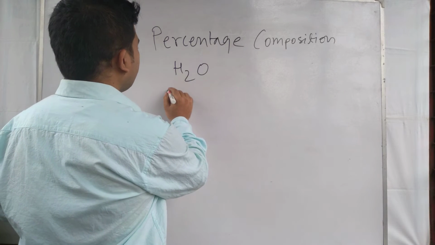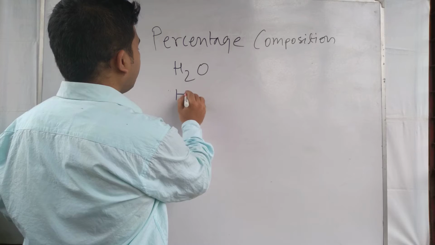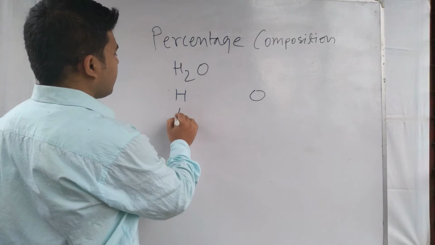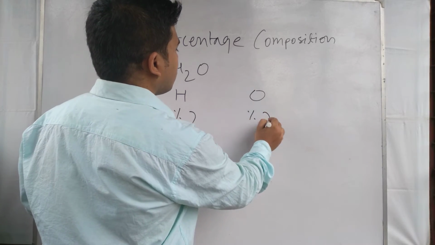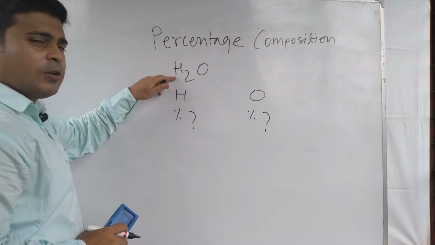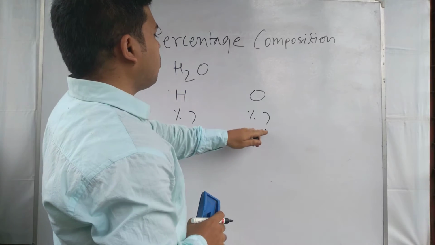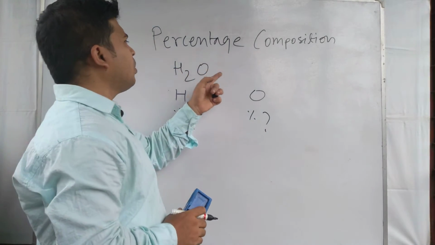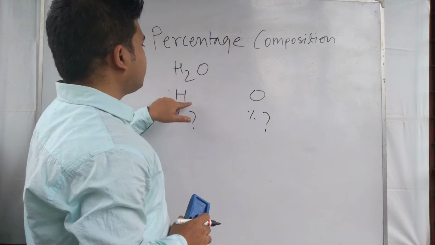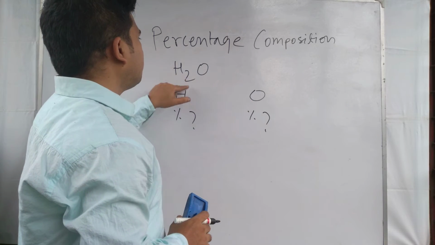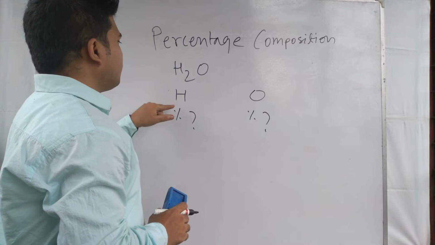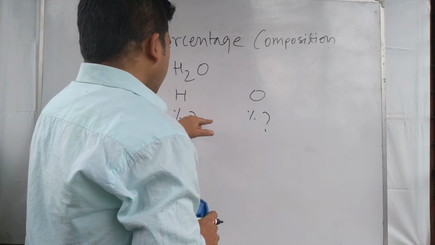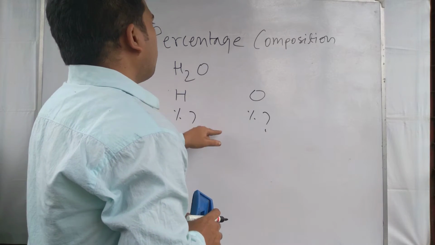two elements are present. One element is hydrogen, another element is oxygen. So now the question is, how much percentage of hydrogen is present in water and how much percentage of oxygen is present in water. This is called percentage composition, because water is made up of hydrogen and oxygen. So for this reason we can calculate the percentage of hydrogen and oxygen in the water molecule.